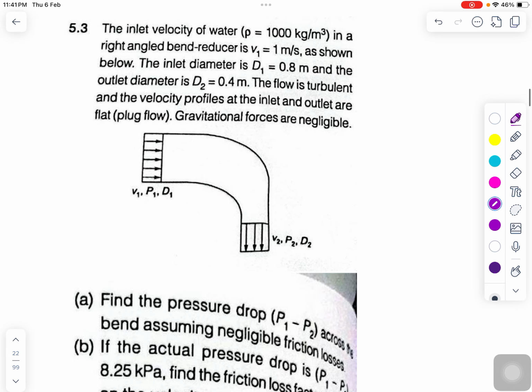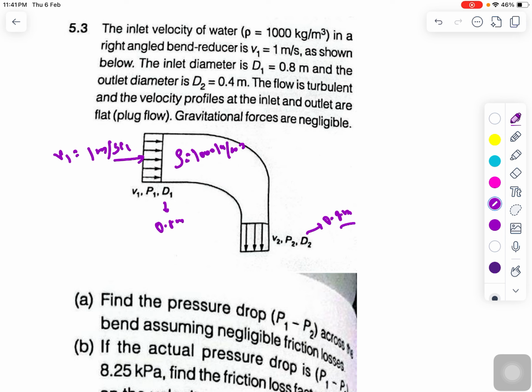This is also a very important kind of question that is based on the momentum balance equation. The question says that the inlet velocity of water here at point 1 is 1 meter per second, and density of fluid is given to you, 1000 kg per meter cube, obviously, and diameter here is 0.8 meter and the outlet diameter here is 0.4 meter.